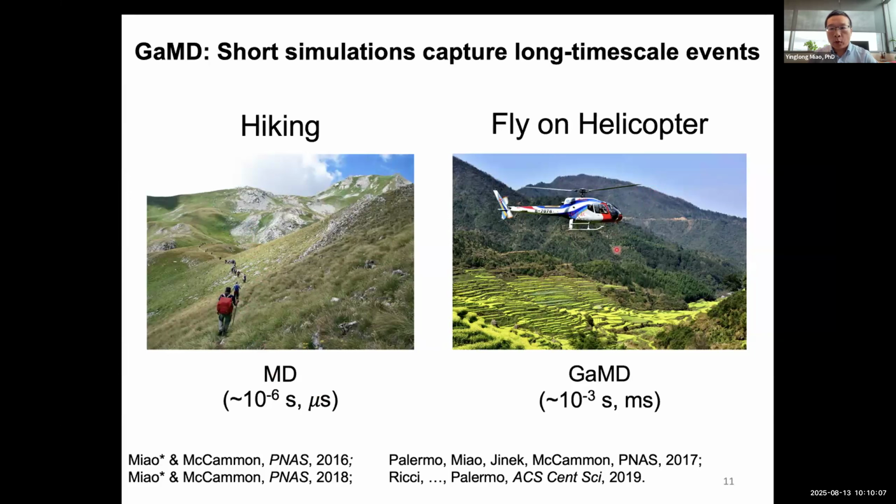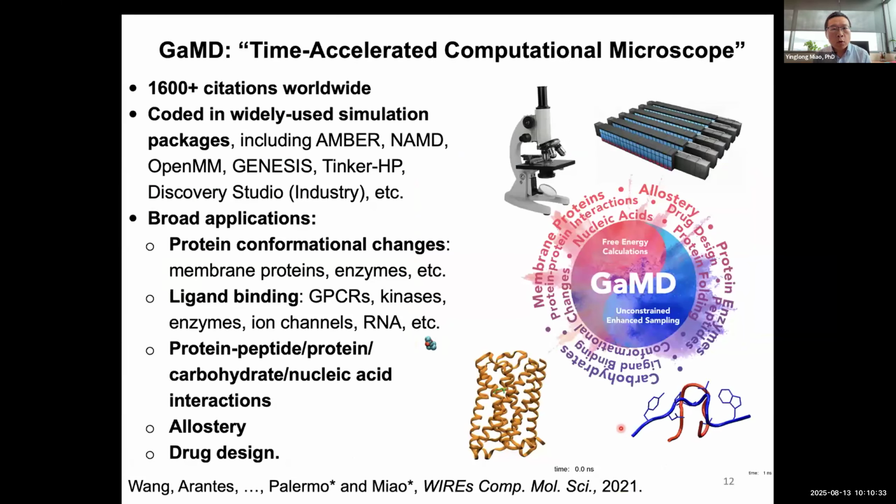While in GaMD, we fly on a helicopter, we lift ourselves, we have a much higher potential. Then we can fly over many mountains very quickly. We can enjoy many more views. Then by running short microsecond simulations, we can capture long timescale events, like over milliseconds. We have shown this in a number of previous studies, especially for GPCRs and CRISPR-Cas9. Then we call GaMD a time-accelerated computational microscope.